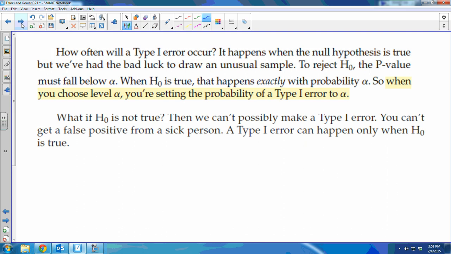So when you choose the level alpha, you're setting the probability of a type 1 error to alpha. So if my alpha level, or level of significance, is 5%, then the probability that I commit a type 1 error is 5%. If my alpha level is 10%, the probability of making a type 1 error is 10%, et cetera. That's the only space in which we'd reject, underneath that alpha level. So it's the only probability that we would make the error, okay? If the null hypothesis is not true, we can't make a type 1 error. This only happens when the null hypothesis is true.